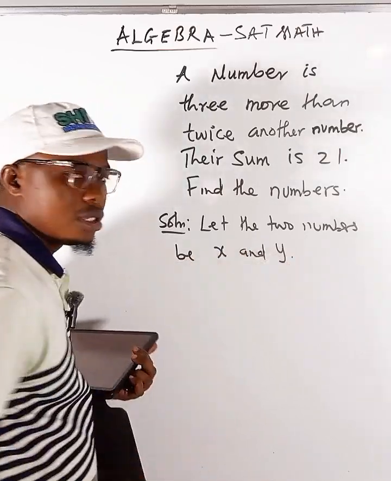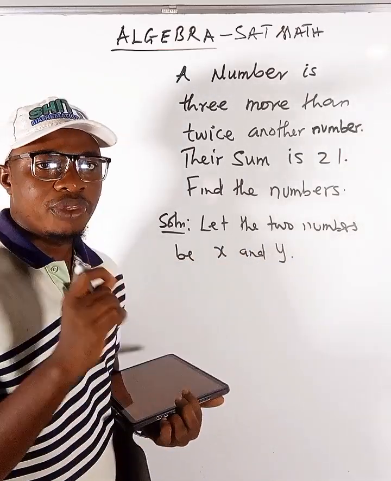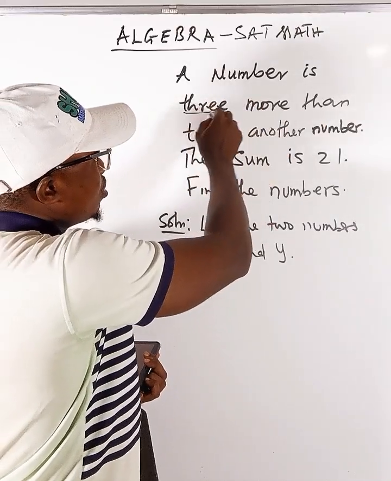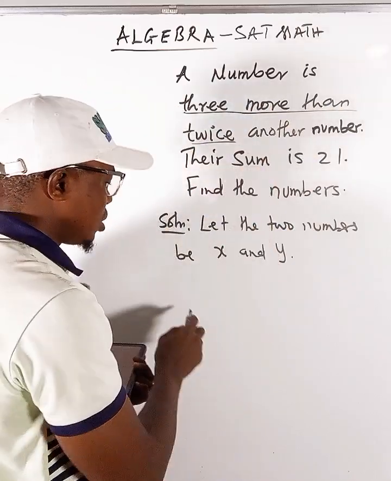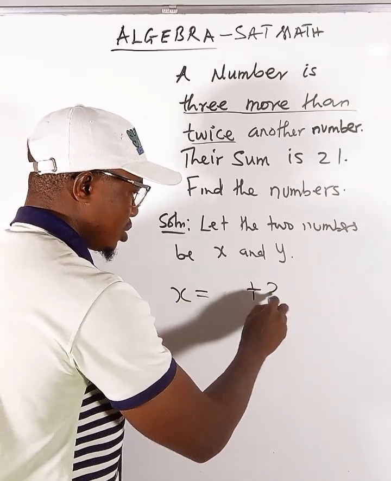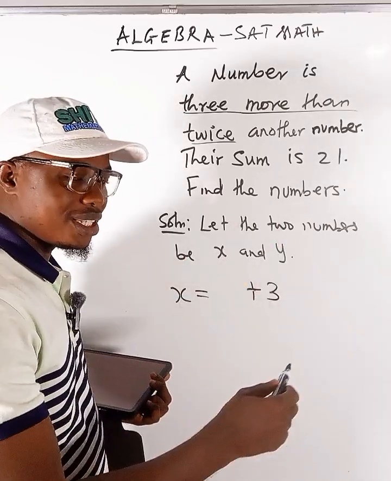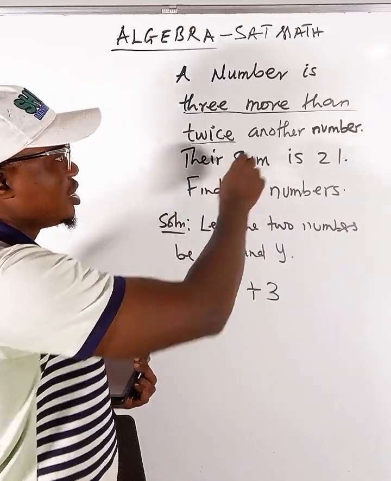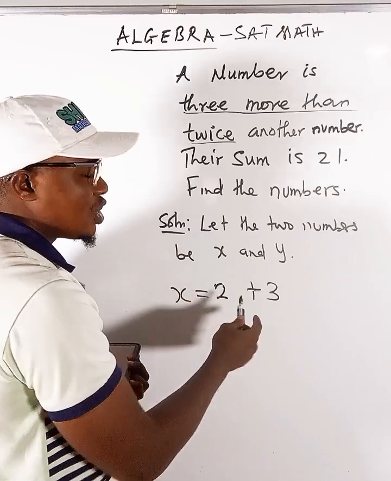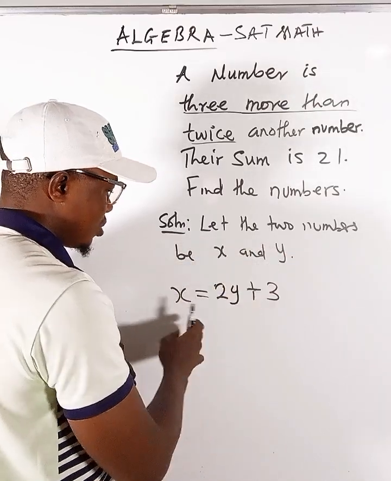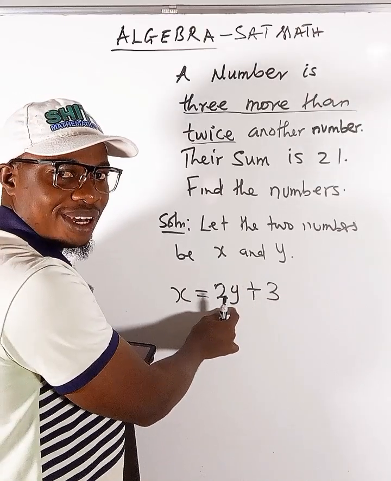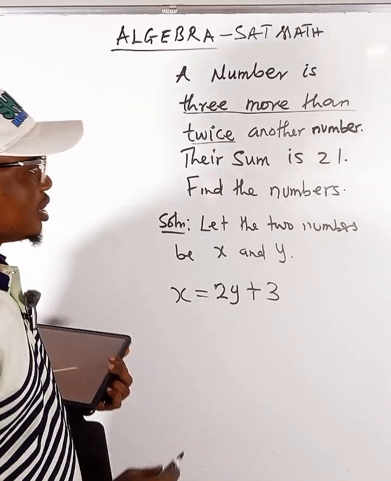Y. So now, after that, we read: a number is 3 more than twice another number. So let's say X is equal to 3 more than, that is plus 3, twice of the other number, that is 2 times Y. So therefore, we have X equals 2Y plus 3.